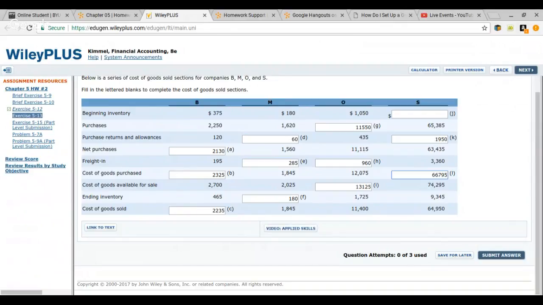Now to get to our cost of goods available for sale, the difference between $74,295 and $66,795 will give us our beginning inventory up here at the top, which is $7,500. And this is how we get to the cost of goods sold section.